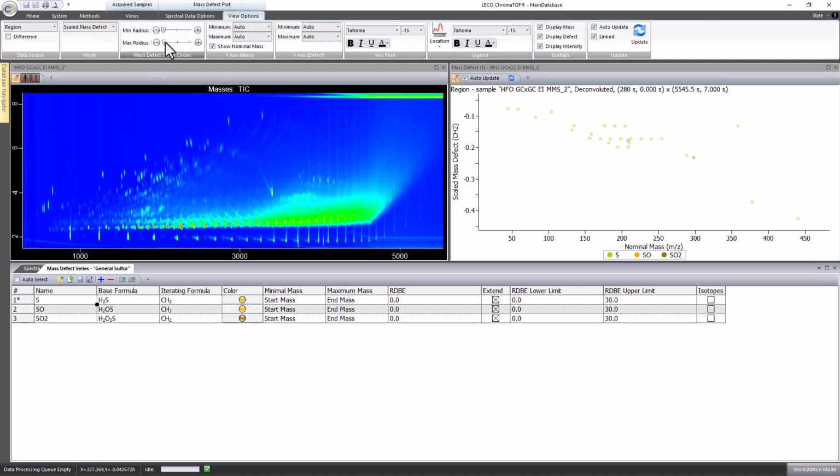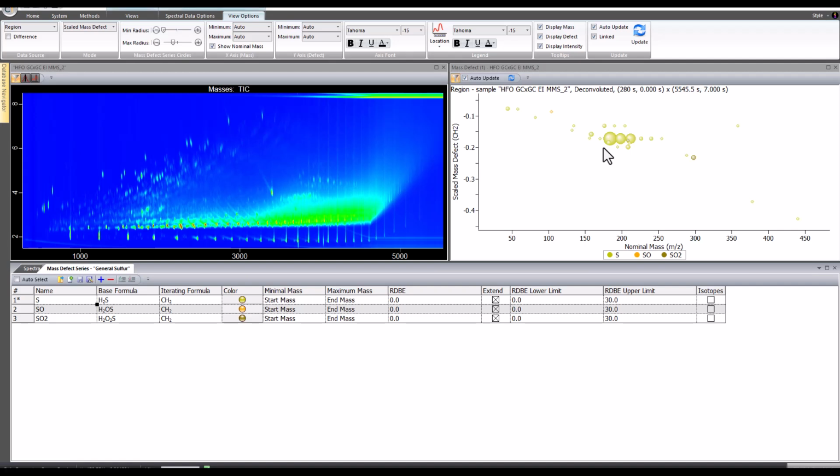Next, customizing bubble size can help us see the distribution of our mass signals, with larger bubbles corresponding to higher abundance masses in the sample. Once we've identified some masses that may be of interest, we can select and plot them back onto our GC by GC plot and check for corresponding peak identifications.